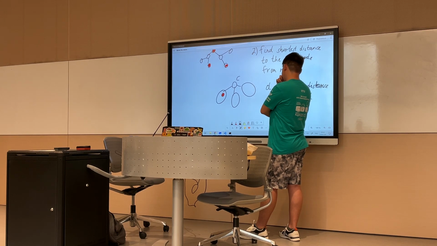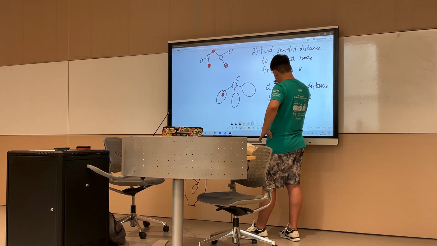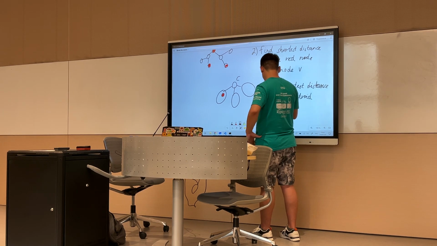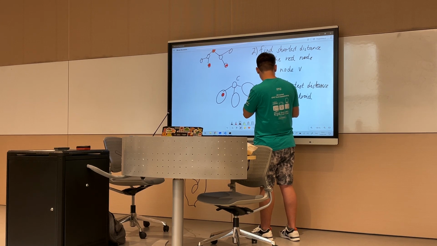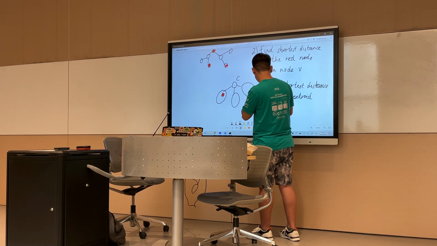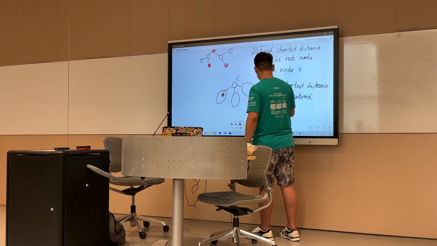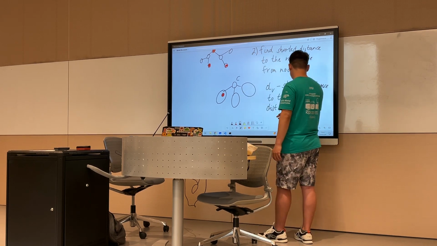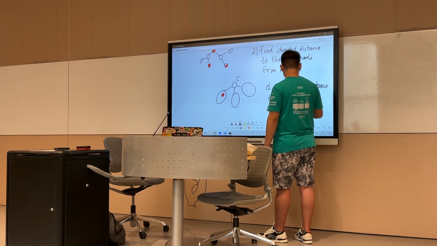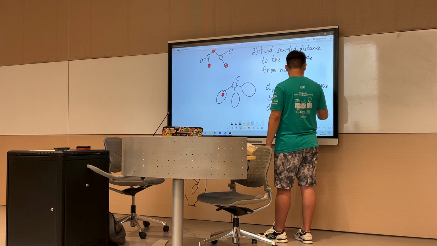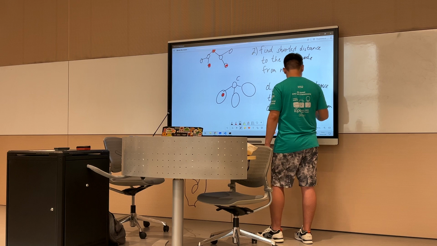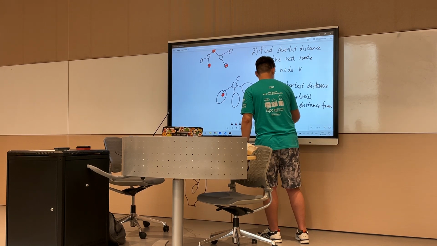Then we make another variable, not dv. Let's call it just dist CV. That will be the distance, dist CV, just the distance from C to the vertex V.